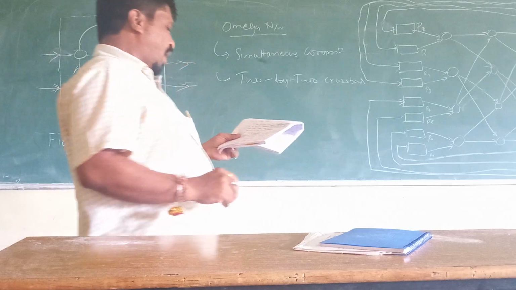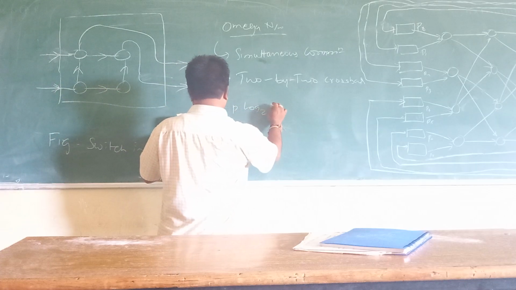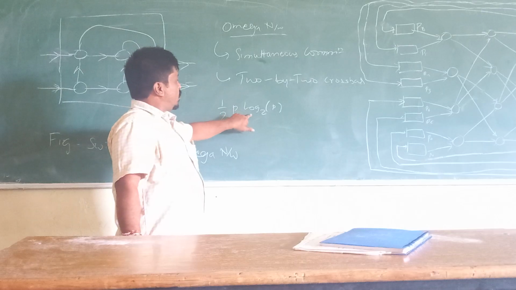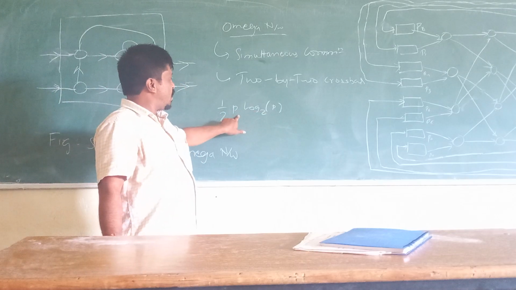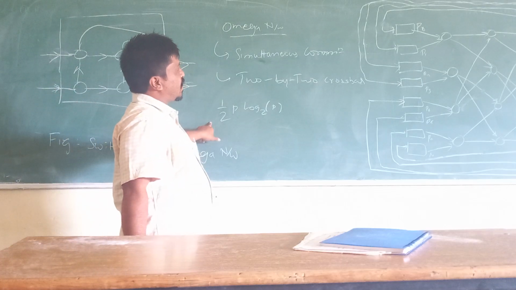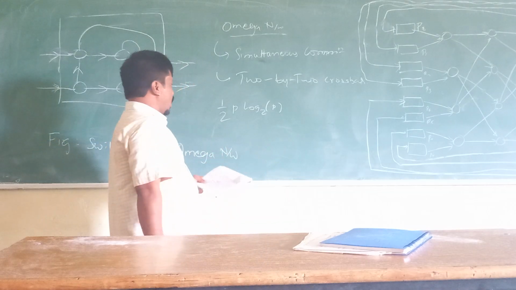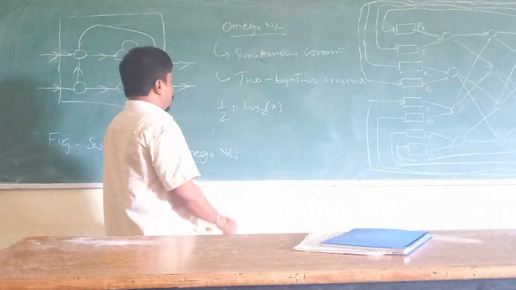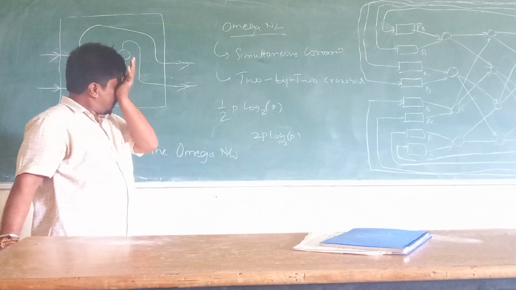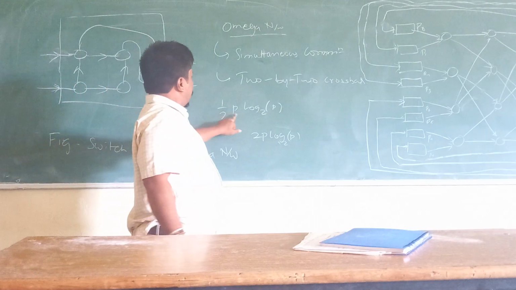How many switches does an omega network usually have? 1 by 2 p logarithm of p, where p is the number of processors. If you are given the number of processors, using this formula we can easily calculate the number of switches. If you use 2 by 2 crossbars in the omega network, we usually have 1 by 2 p log base 2 of p switches.